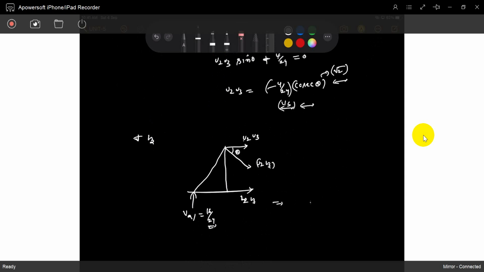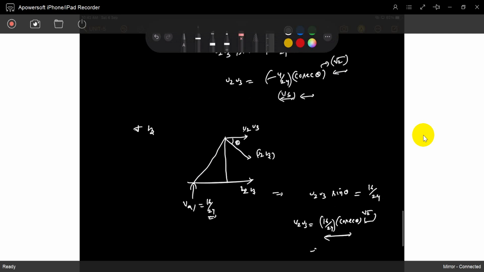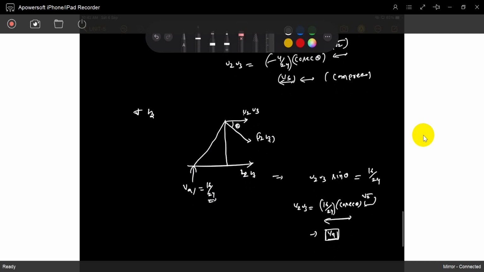Vertical equilibrium. U2 U3 sin theta is exactly equal to the 16 by 24 because both are in opposite direction. So okay, what is U2 U3? It is 16 by 24 cosec theta. Cosec theta is root 2. Now 16 by 24 is what? It is VA. And previously it was a compression, negative you got. Now it's a tension.